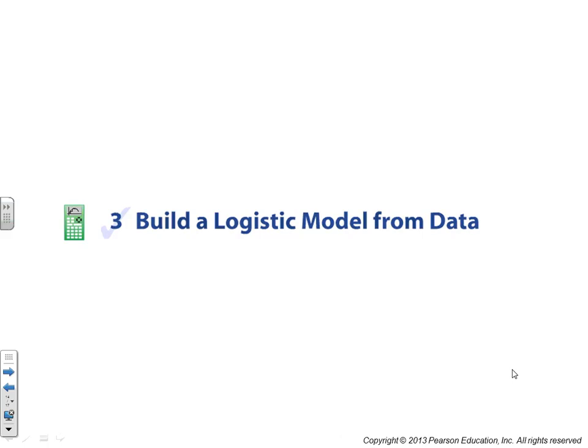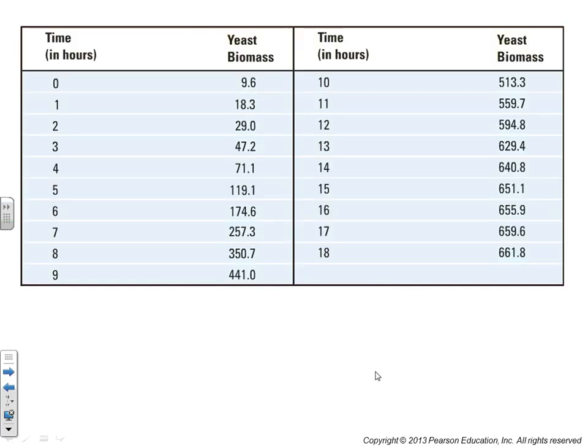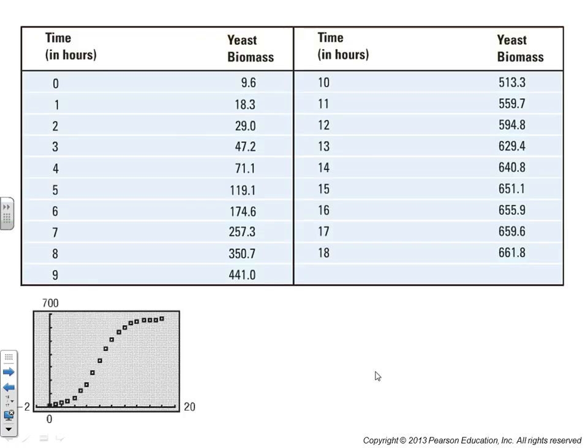Easy peasy. Okay. Now we've got the logistic model. We are going to use the table to represent the amount of yeast biomass in a culture after t hours. We're doing the exact same thing as we were before, except we have the carrying capacity in this calculation. Okay, so here's our data. When we put it in, it looks pretty logistic-model-ish. It's got that sideways swimmer look to it.